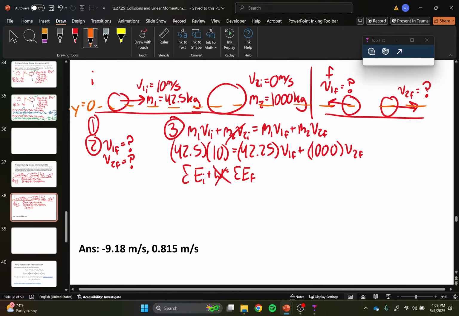Are they moving to begin with? Is there anything moving in the beginning? Which one's moving, object 1, object 2, or both? Object 1 is moving, so it's got some velocity. Is object 2 moving to begin with? Nope, so it doesn't have energy. Great. Kinetic energy done.